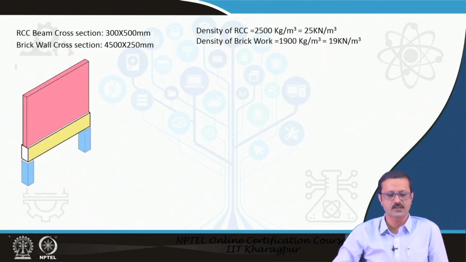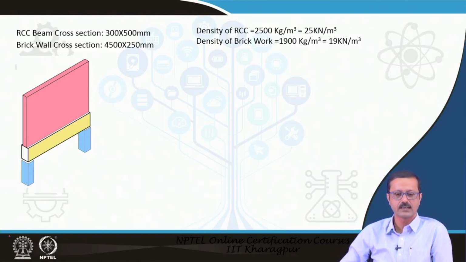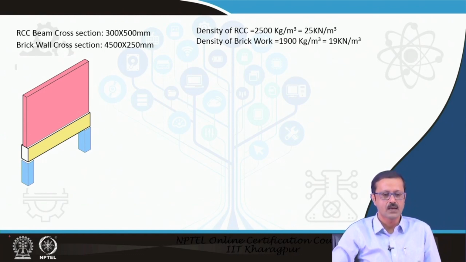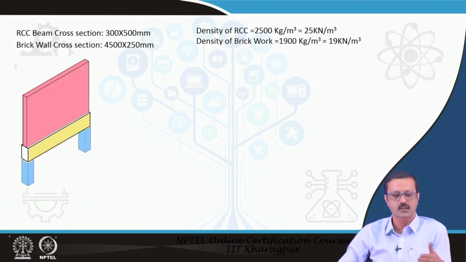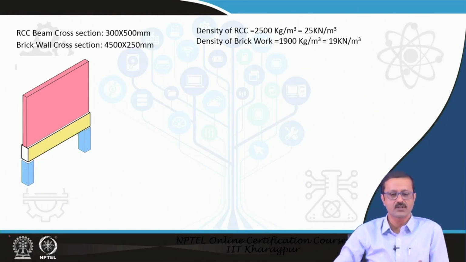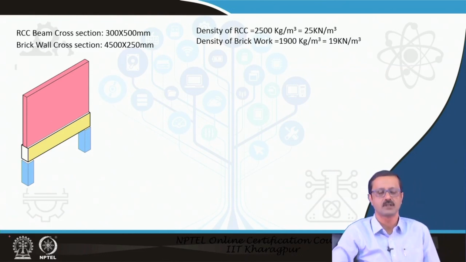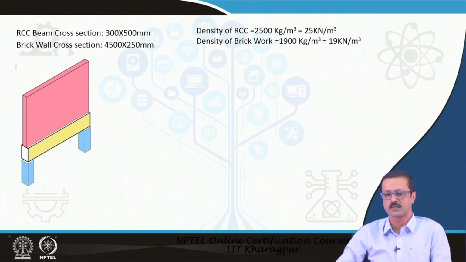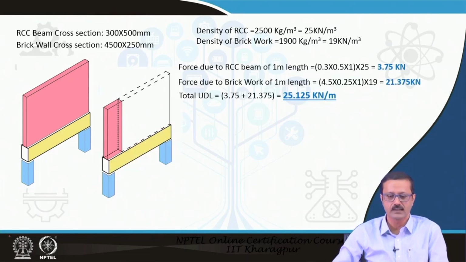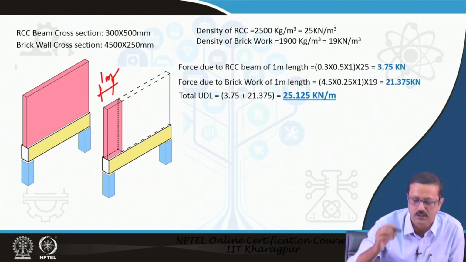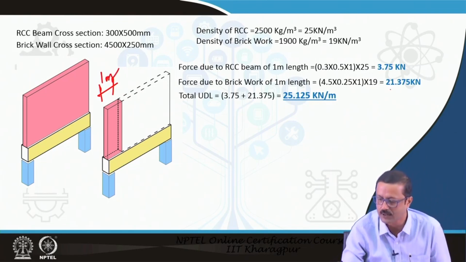So, again I have considered another example where there is an RCC beam of similar nature to the last example, 300 by 500 mm, but there is also a red color brick wall, whose dimension is 4,500 millimeter in height and 250 mm in thickness, and the density of the RCC is 19. So, I can easily find out how much is the total weight of the 1 meter length of this particular wall.